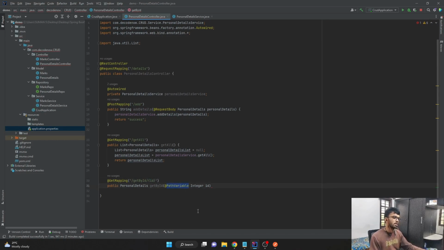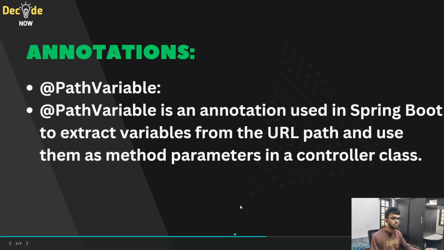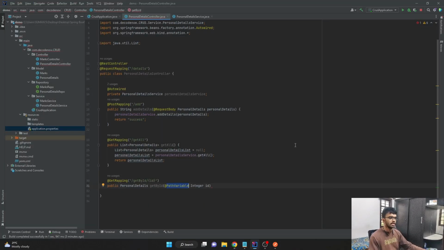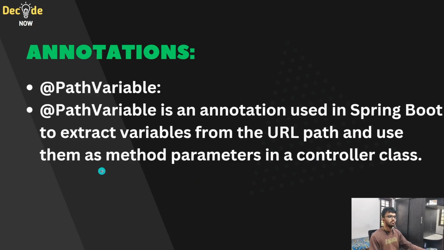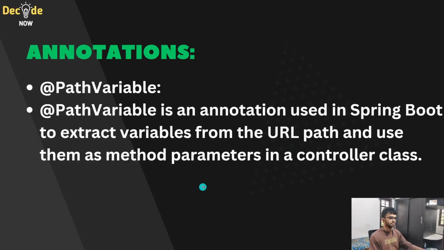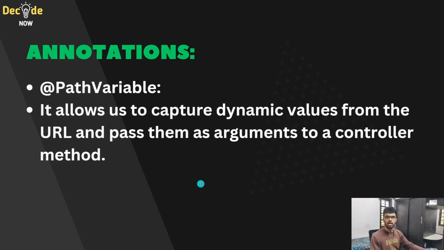So let's see what this path variable annotation does. Path variable is an annotation which is used in Spring Boot to extract variables from the URL path. As I mentioned here, ID is the variable which is present in our URL path, and we are trying to extract that using the at path variable annotation. We can use them as method parameters in a controller class. So for our get by ID method, we are using it as a parameter. It allows us to capture dynamic values from the URL and pass them as arguments to a controller method.